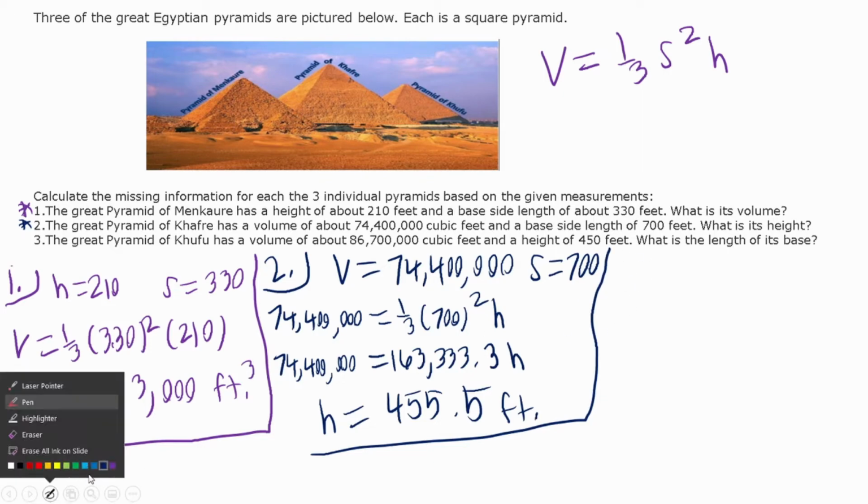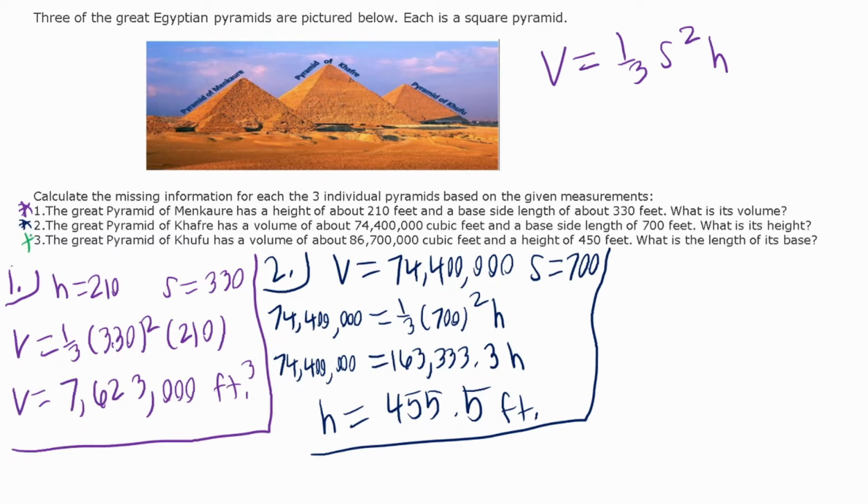And my last one. A lot of work for one problem. Once again, now we're given the volume of our last pyramid, Khufu. The volume is 86,700,000, and my height is 450 feet. And what we need to do for this one, once again, we plug it in. We get 86,700,000 equals... We don't know our side length, so I'm going to put that at the end. We're going to plug in H, 450, and we're going to get S squared at the end here.